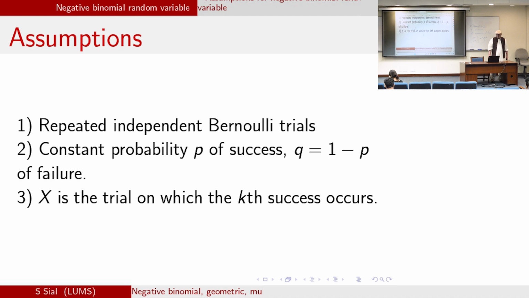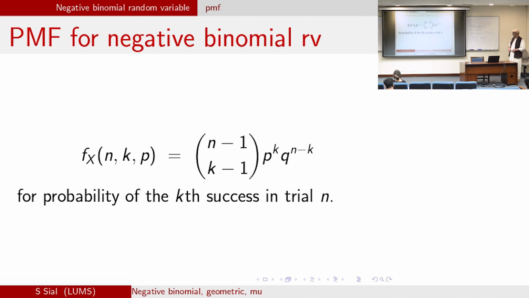Once again, you have the same conditions as you had for the binomial random variable. You've got independent Bernoulli trials. Probability of success, probability of failure do not change from trial to trial. And we're saying, when does the kth success occur? And this is how you would write the PMF.